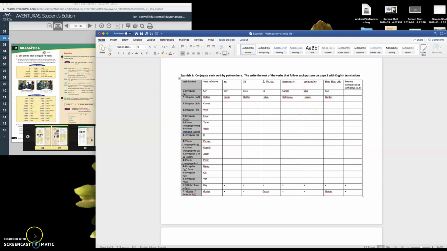So that's how the verb chart is supposed to work. This is the same for Spanish 1 and for Spanish 2.